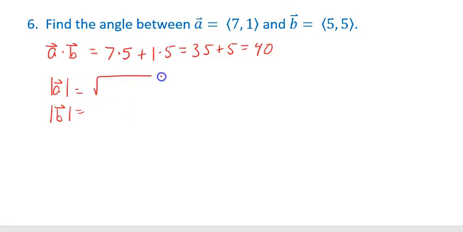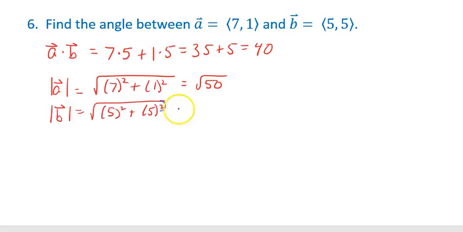The magnitude of A, I'm going to do the square root of 7 squared plus 1 squared. So that would be 49 and 1, so I have the square root of 50 here. And then the magnitude of B, I'm going to do 5 squared plus 5 squared. Well, that's 25 and 25, so I'm also getting the square root of 50. And like I said, it's not always the case that these match, but it just happens to in the examples I chose. So put them into the formula.